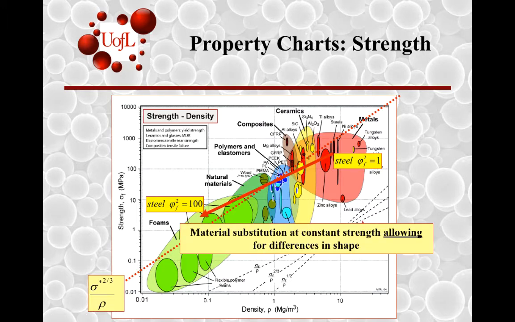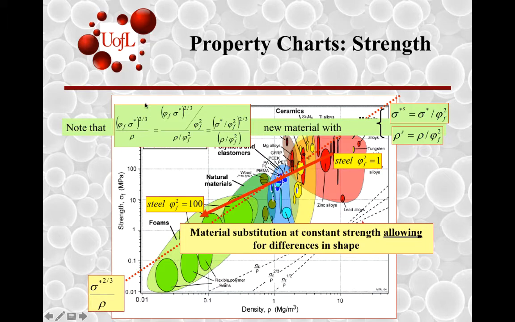So we had a way in which material substitution at constant strength allows for differences in shape. And we said now that the modified material index, as we saw the derivation, is given by this term over here, which includes a shape factor. And so you end up obtaining a new material whose modified strength is sigma divided by phi square and modified density is rho divided by phi square. And basically we begin to access this part of the space just by changing the combination of shapes for various materials. And so you can effectively expand the materials window to obtain new materials.